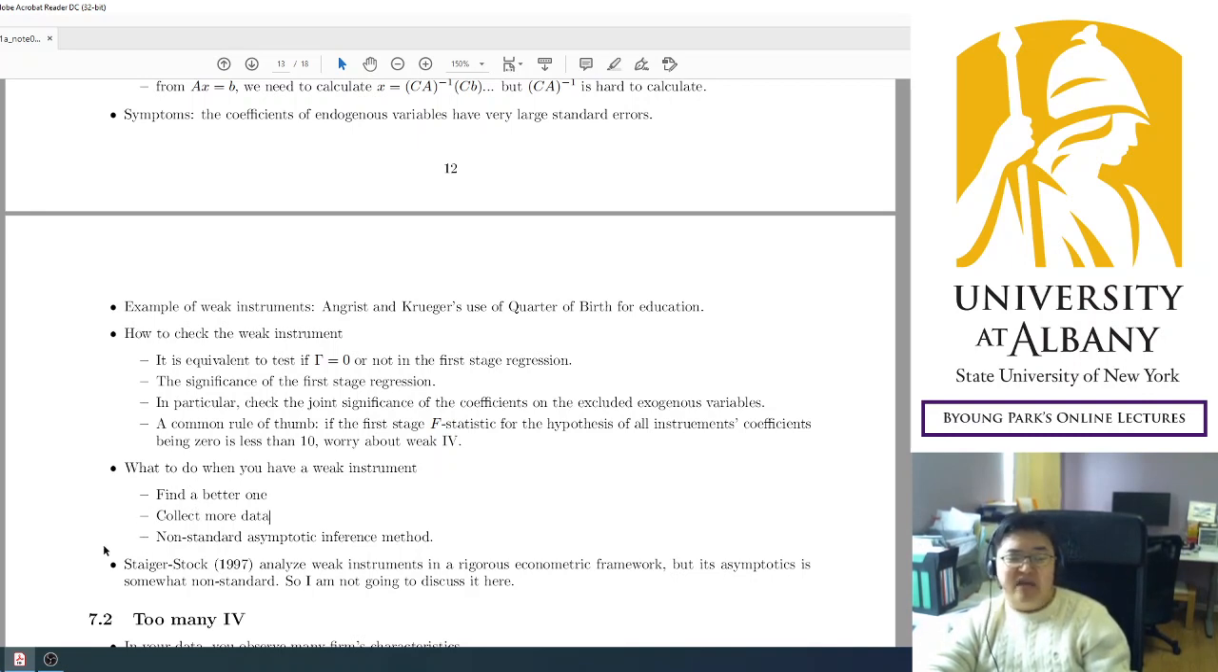Alternatively, there are econometric theories, non-standard asymptotic theories for weak instruments. The most famous paper is by Staiger and Stock, 97. But it's hard to understand, and it's theoretically okay, but it's not that popular in applied work, because it's too theoretical and frankly not that intuitive how it works. So my conclusion is, if you have a weak instrument, then you are screwed. You cannot do anything.